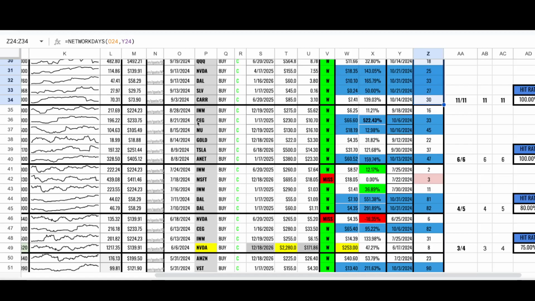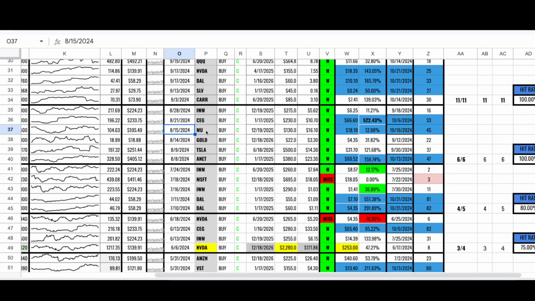Let's look a little bit further back. CEG had some great news as well. This one popped, went from $10.70 up to $66. So 1K turned into 6.6K, 522% over the course of 33 days.